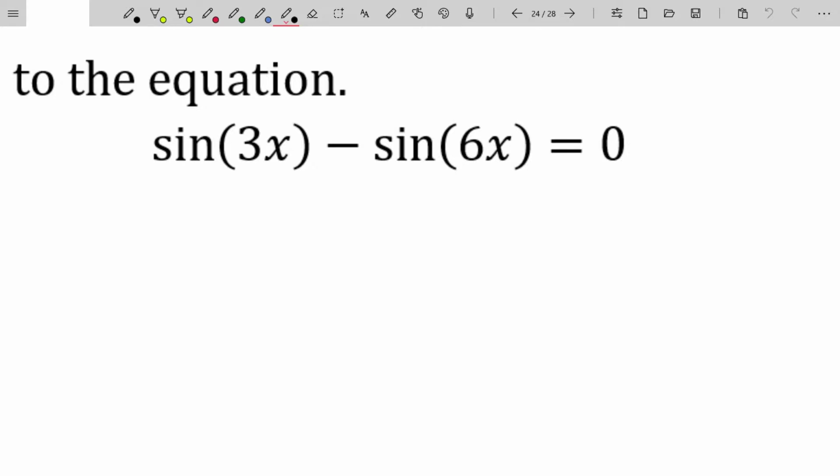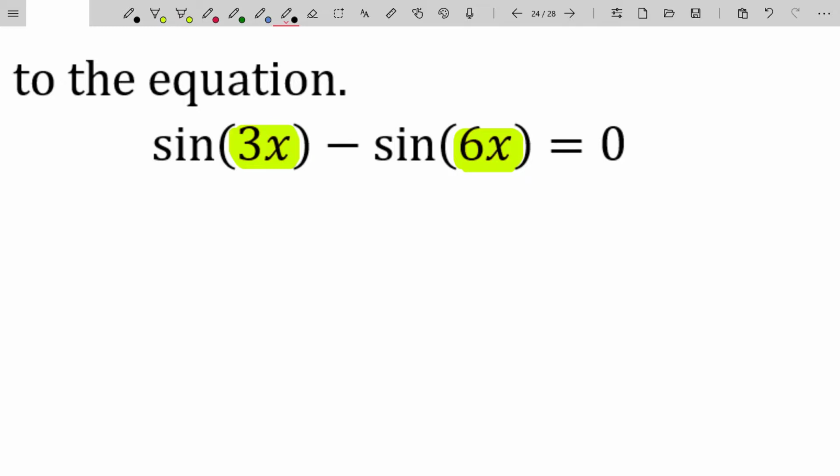These are the same trig function, but totally different arguments, and so we can't combine them. We can't really do anything right now as written. I would like them to have the same angle. And it's actually easier to reduce an angle of an argument than it is to increase it. So it's easier to reduce that 6x down to a 3x rather than that 3x up to a 6x.